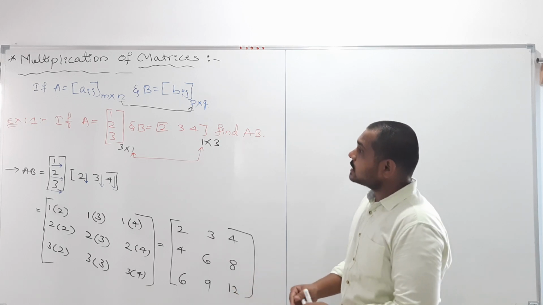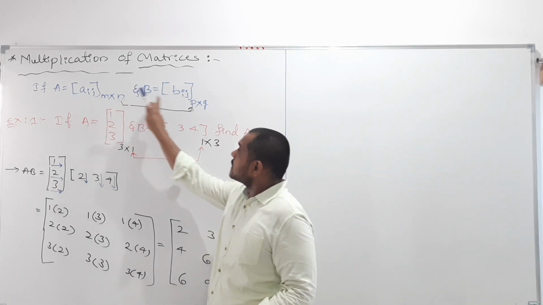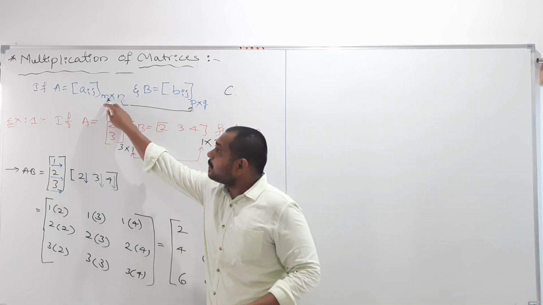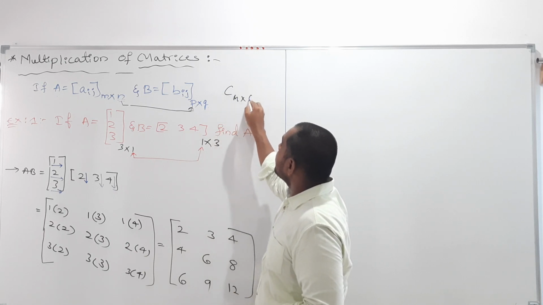And what I told you, my dear students, is that if the matrix is of the order m cross n and p cross q, after multiplying these, the matrix that I am getting is of the order m cross q.